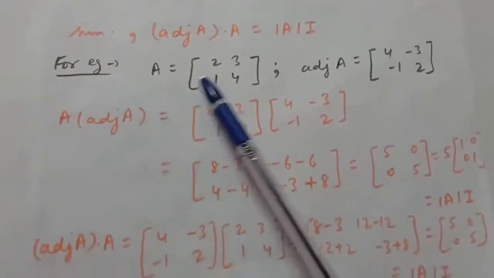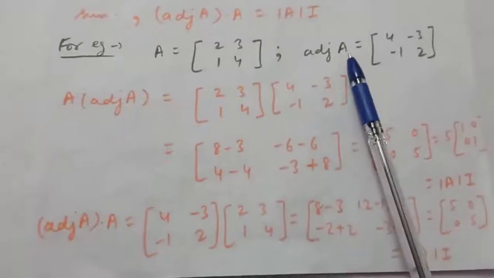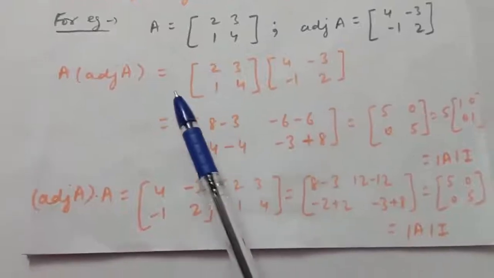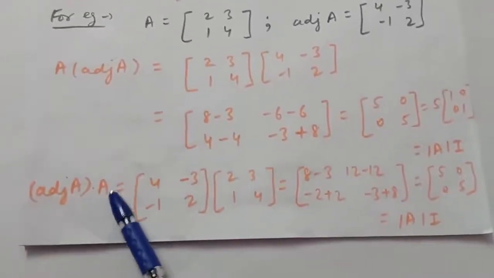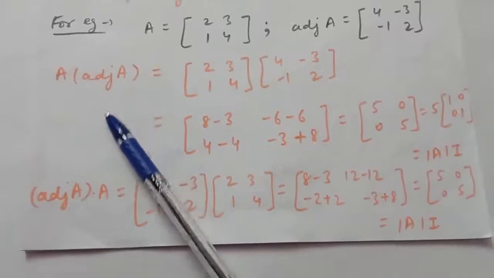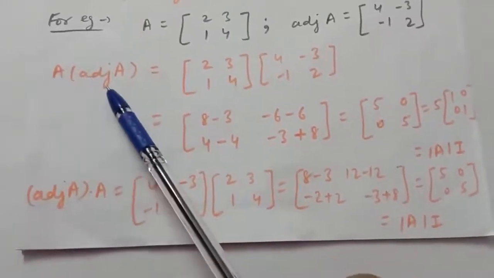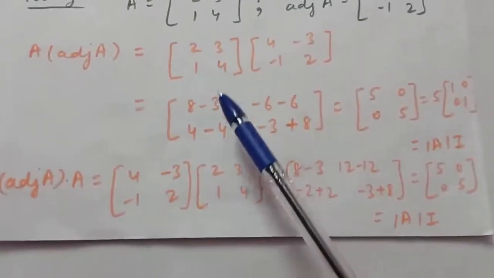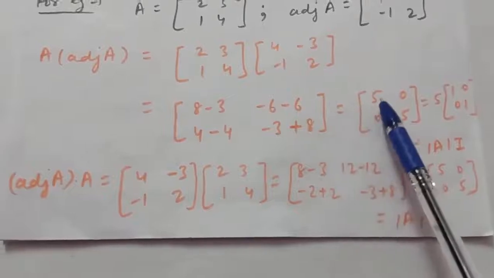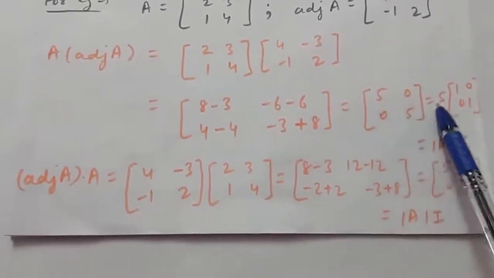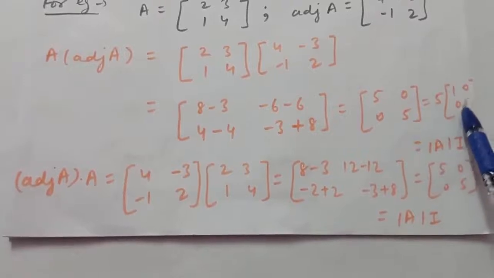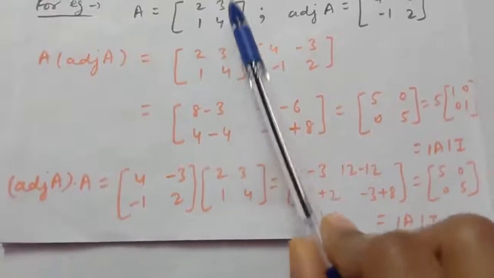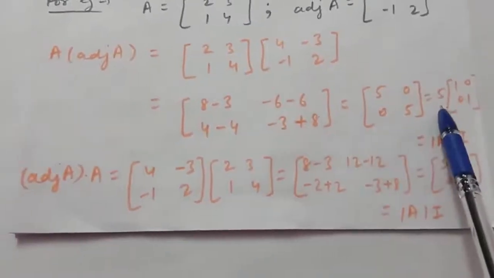Now see, for example, A is given as this. Adjoint of A we have already calculated in the previous example, which is this. To show that A into adjoint A and adjoint A into A is determinant of A into the identity matrix. So first of all, multiplying A into adjoint A, adjoint A is this matrix. When you multiply it, you will get this: 5 0 0 5. Take out 5 common. So this is 5 into the identity matrix. Now check the determinant of this A. This will be 8 minus 3, which is 5.